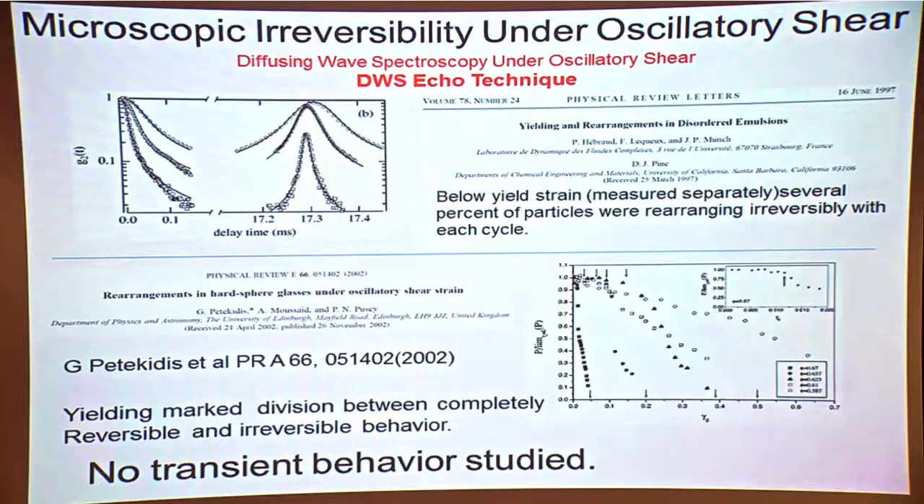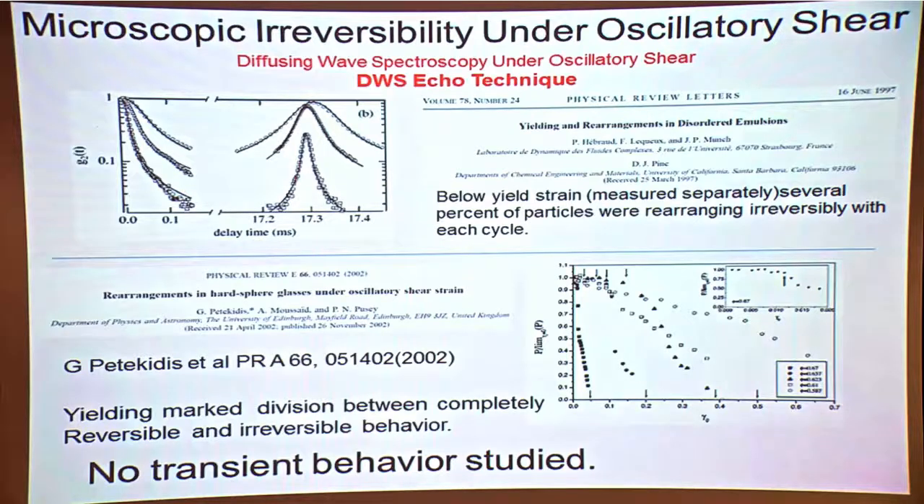Then the other experiments, where George is involved in a couple of them, two of them are here, they look again at DWS in hard sphere glasses under oscillatory shear strain. The conclusion of their experiments, again using DWS, is that yielding definitely marks a division between completely reversible and irreversible behavior, and even above yielding there is a sizable fraction of reversible events.